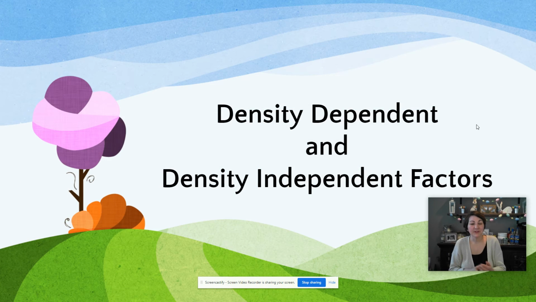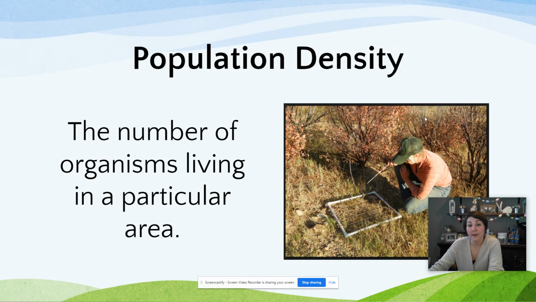All right, the last thing we need to talk about are the limiting factors themselves. So we've already talked about how limiting factors can be biotic, they can be abiotic, and that they slow the growth of a population. But there are two categories that we like to talk about that limiting factors fit into, and that's density dependent and density independent. So let's start with what is population density? That's how crowded your population is. So how many individuals are living in that particular area.